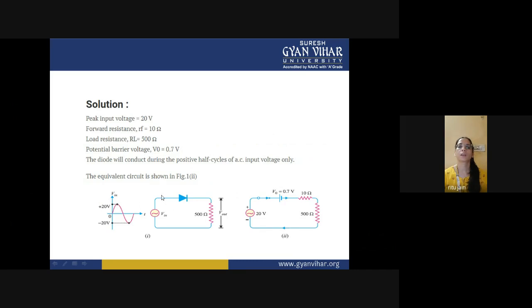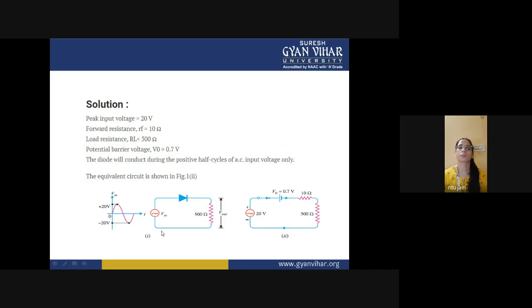When the positive cycle comes, the diode will be in forward biasing, because this terminal will be positive and this terminal will be negative. And the second thing, the diode will not conduct in the reverse direction, because when you apply the AC voltage for the negative half wave, this terminal will be negative and this terminal will be positive. So the diode behaves like an open circuit and the current will not flow through this diode.